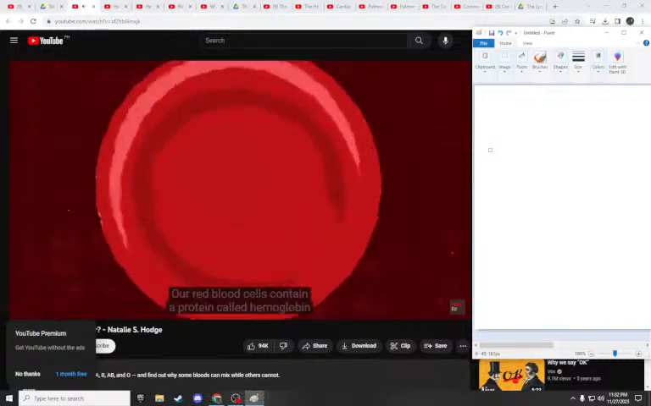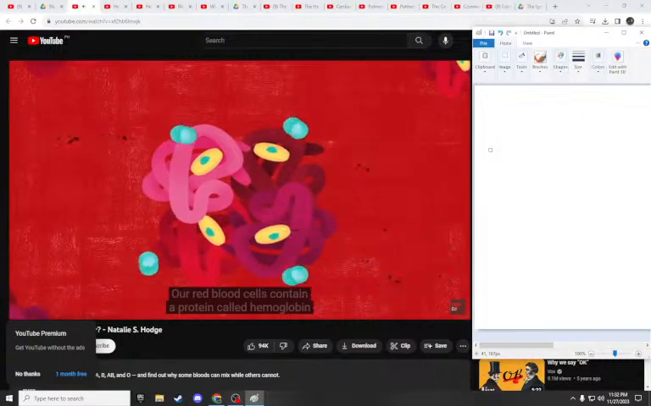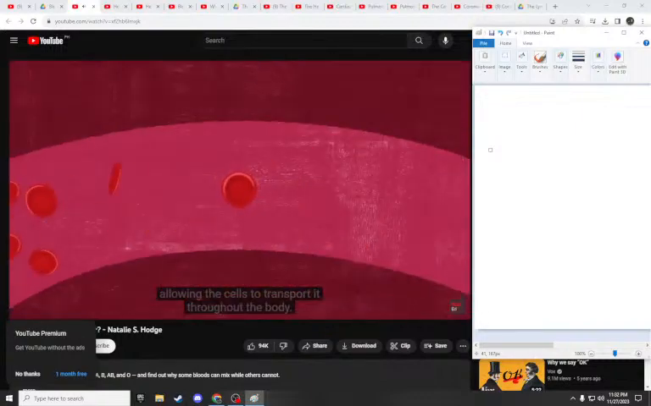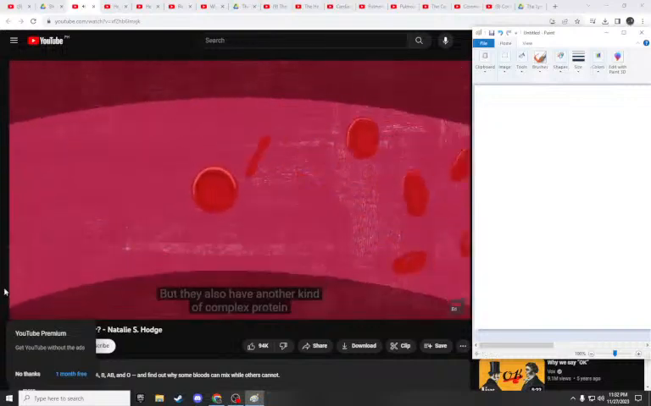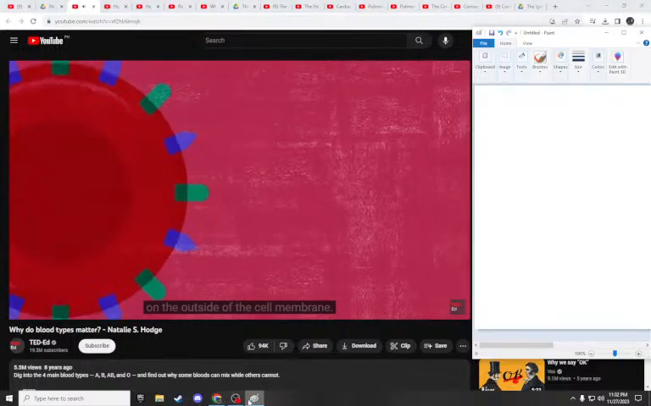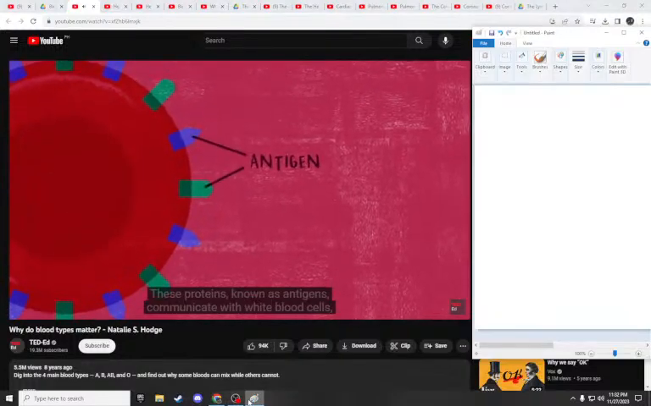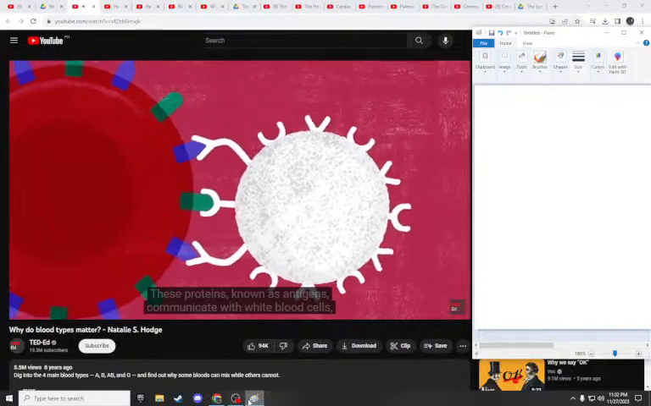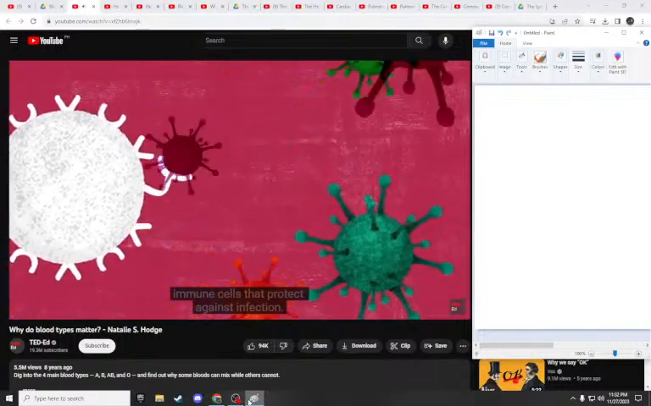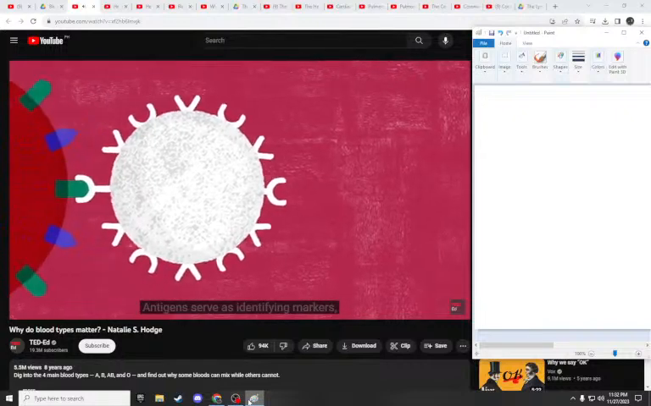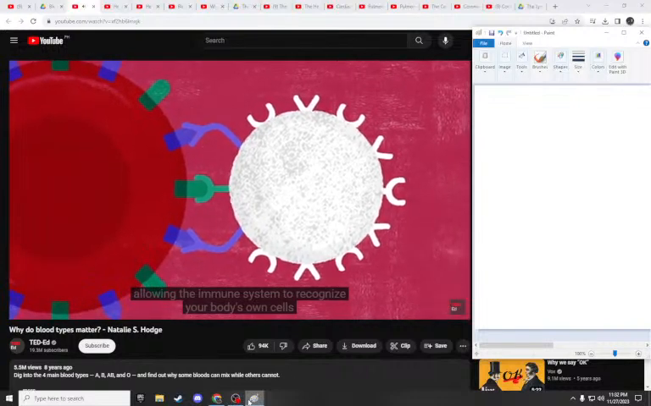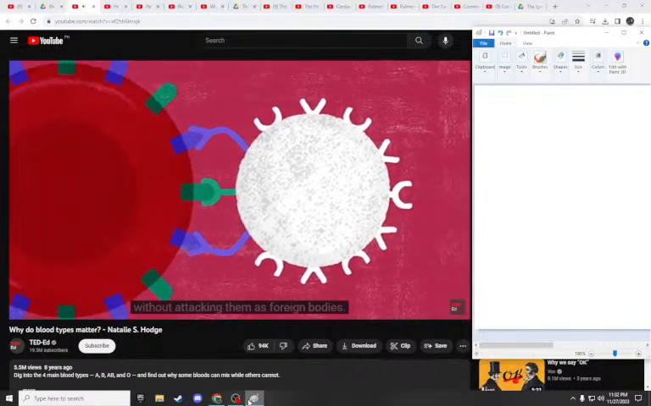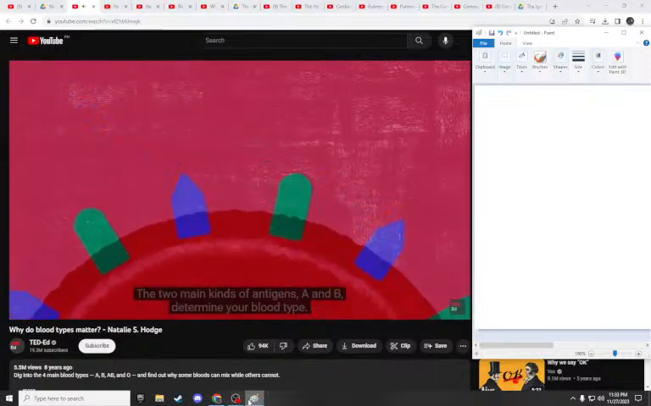Our red blood cells contain a protein called hemoglobin that binds to oxygen, allowing the cells to transport it throughout the body. But they also have another kind of complex protein on the outside of the cell membrane. These proteins, known as antigens, communicate with white blood cells, immune cells that protect against infection. Antigens serve as identifying markers, allowing the immune system to recognize your body's own cells without attacking them as foreign bodies. The two main kinds of antigens, A and B, determine your blood type.